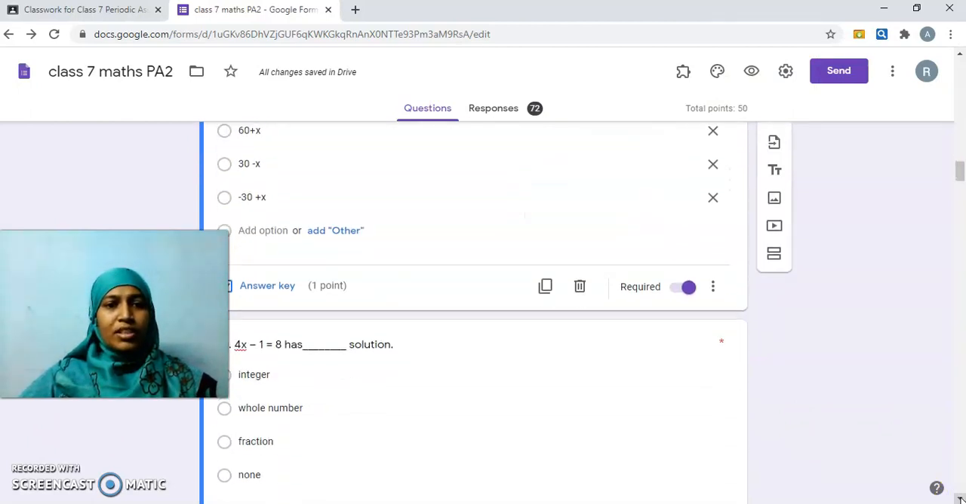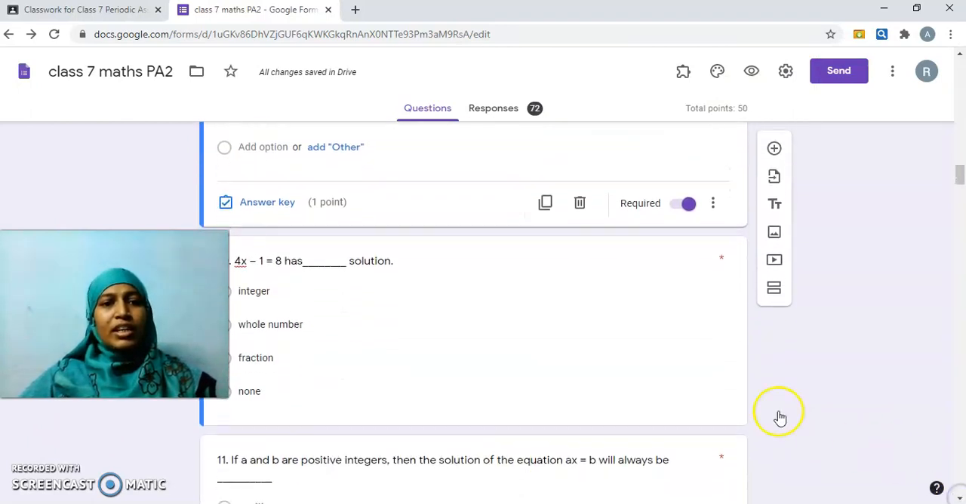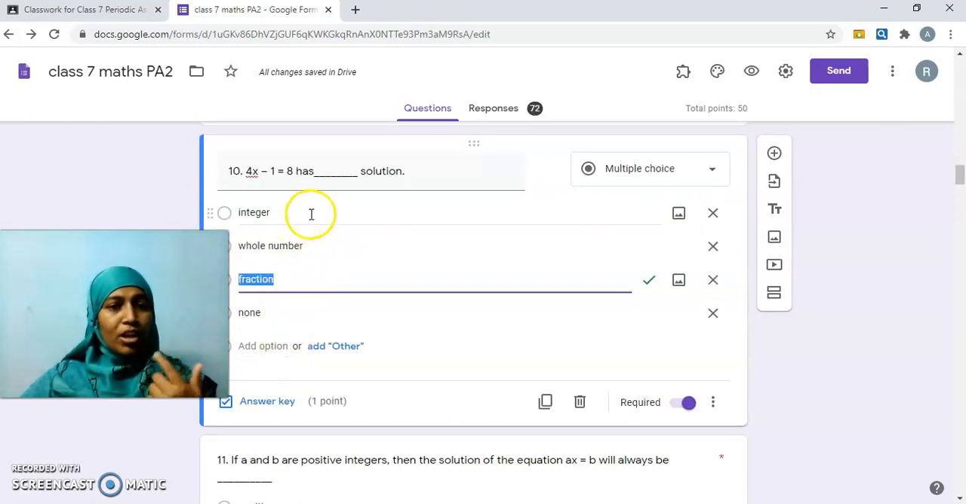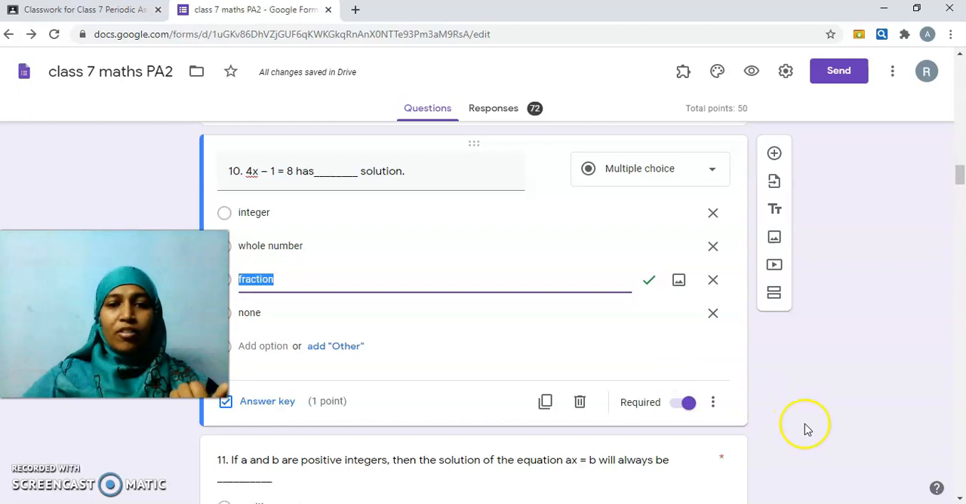Now the next question is, 4x minus 1 has a dash solution. You are not going to simplify it. Just by looking at it you should know. When minus 1 gets transposed to this side, it becomes plus 1. So 8 plus 1, 9. Will 9 be divisible by 4? Because it has to come to division. No, it is in multiplication on the right hand side. So it is going to be a fraction, not a whole number and not an integer. It is going to be a fraction.